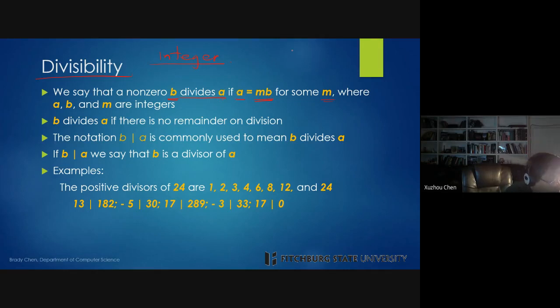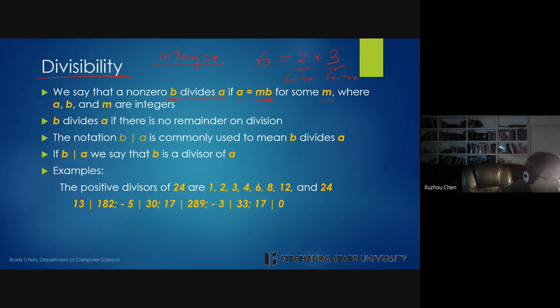So for example, if I can write 6 as 2 times 3, then we can say 3 divides 6, right? And also 2 divides 6. Why? Because 6 can be written as 2 times 3. So 2 is called a factor of 6, and 3 is also a factor of 6.